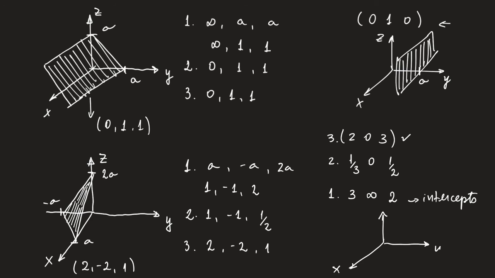and we're able to draw the plane. X, Y, Z, where X is 3a and Z is 2a, and no intersection on the y-axis.